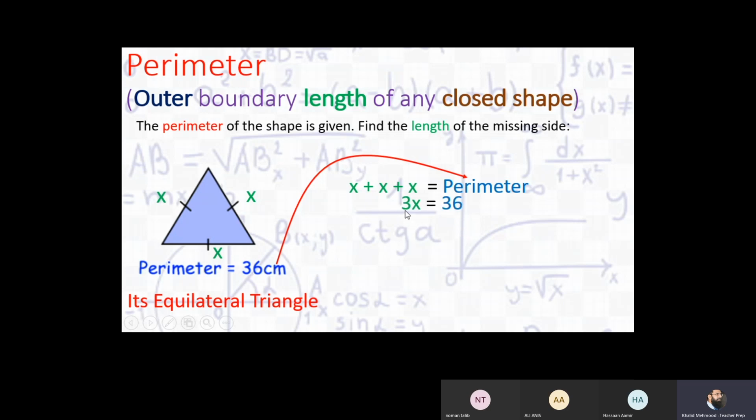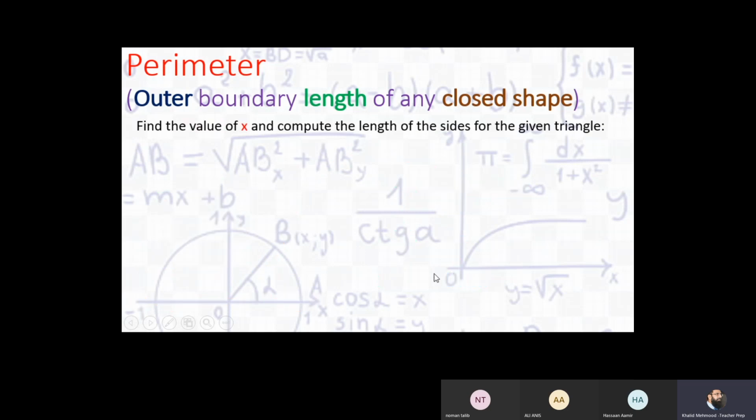Its value is given. So in place of the perimeter we'll write 36, and 3x will be equal to 36. Now we don't need the 3. We'll divide by 3 to get rid of it, and to keep it balanced, we'll divide by 3 on the other side. And this gives us x is equal to 12 centimeters. So this one is 12, this one is 12, and this one is 12.